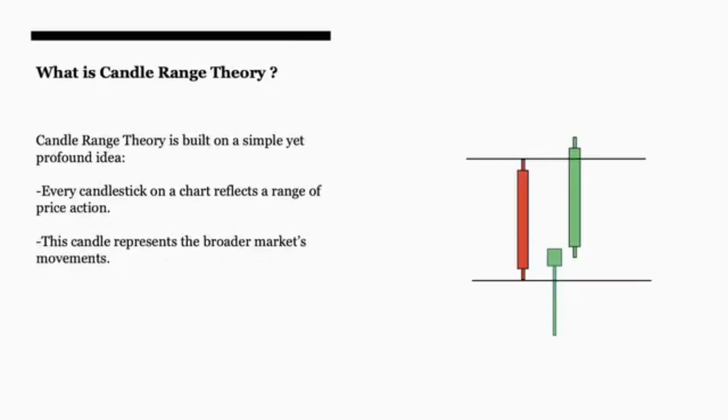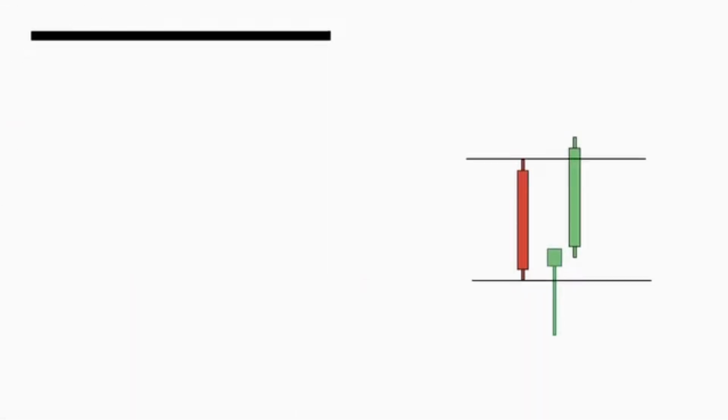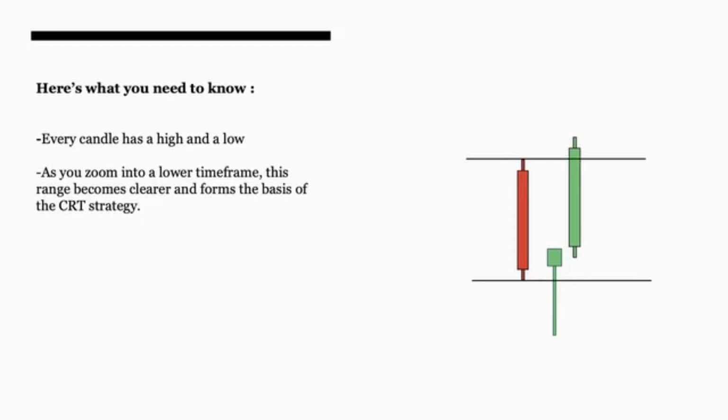Candle range theory is built on a simple yet profound idea. Every candlestick on a chart reflects a range of price action. When viewed from a higher time frame, this candle represents the broader market's movements, and when zoomed into a lower time frame, you'll notice the micro movements forming within that range. Here's what you need to know. Every candle has a high and a low. These points form a price range. As you zoom into a lower time frame, this range becomes clearer and forms the basis of the CRT strategy.